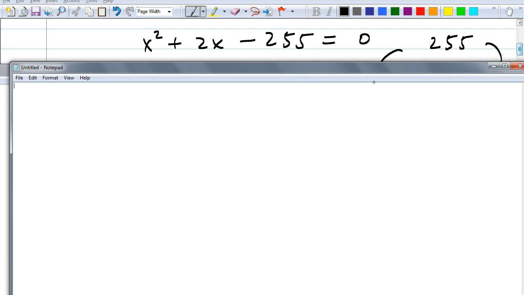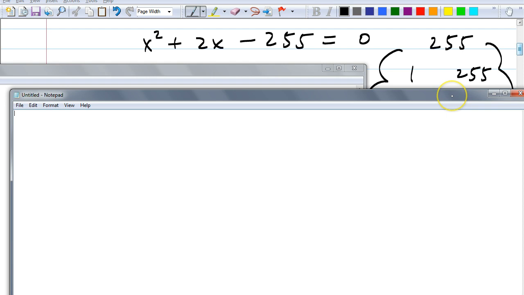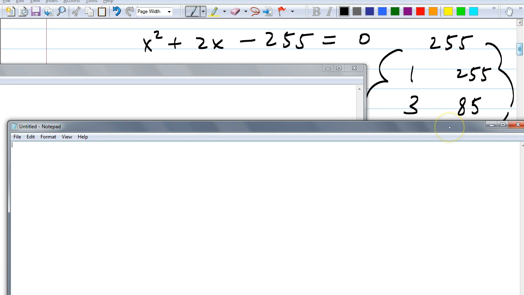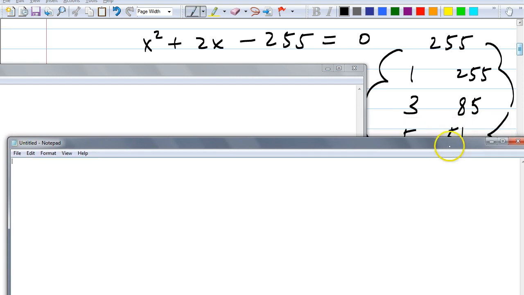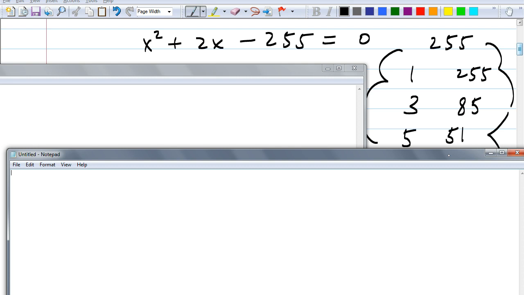How many ways are there to multiply two numbers to get 255? I'll give you the first one: 1 and 255. Does 2 go in? No. What about 3? 3 does go in, because 2 plus 5 plus 5 is 12. So 3 goes in. 3 times what? 85, isn't it? Does 4 go in? What about 5? 5 and 51, right? Anything else? Does 6 go in? What about 7? 8?